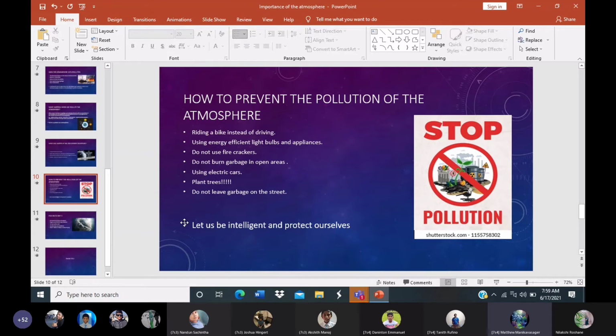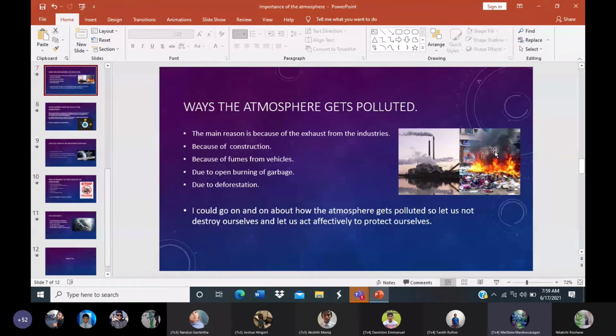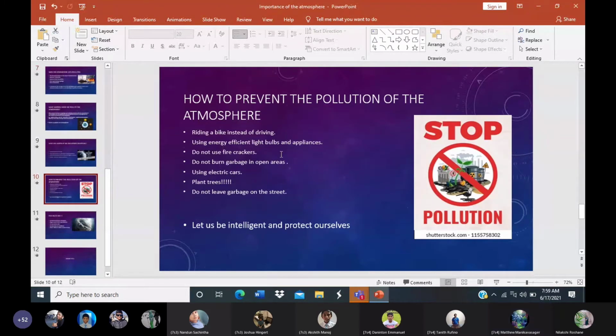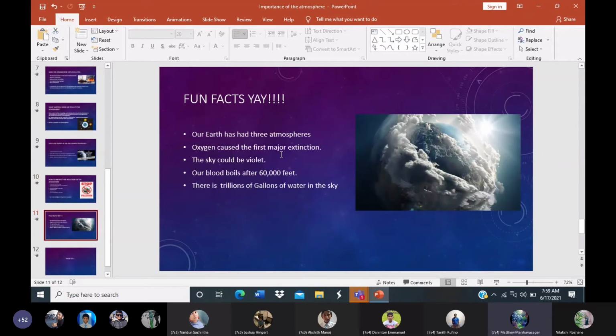Do not burn garbage in open areas. As you can see in this slide, we shouldn't burn garbage in open areas. All this smoke is not good for our atmosphere. Using electric cars. We can use normal cars, but using electric cars helps the atmosphere more. Plant trees. It is one of the most important things that we have to do to protect ourselves and the atmosphere. Do not leave garbage on the street. The smell that comes from this garbage is really harmful for the atmosphere as well. So let us be intelligent and protect ourselves and the atmosphere. We should stop pollution.